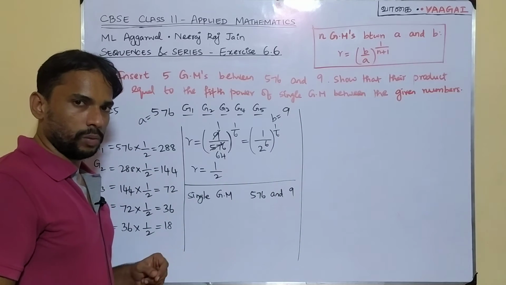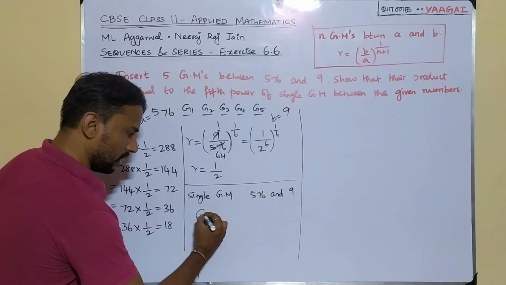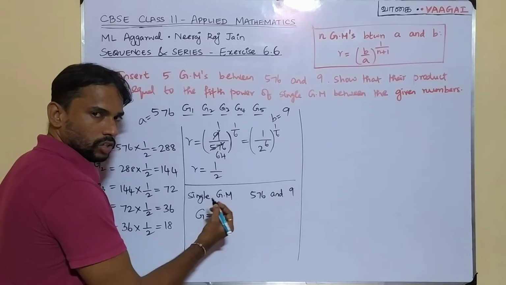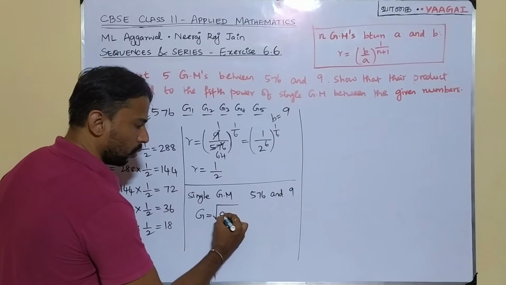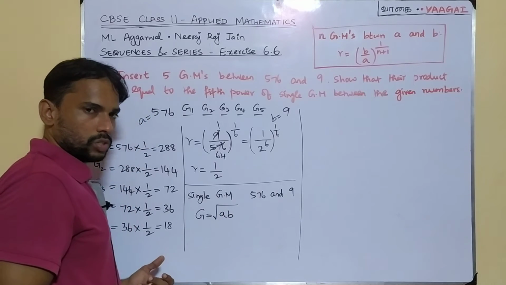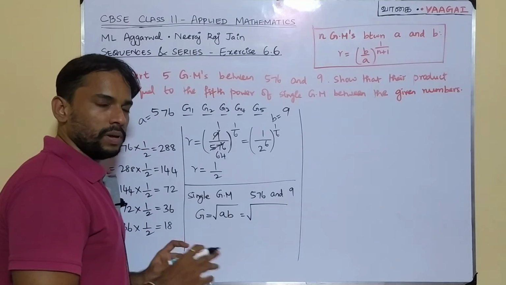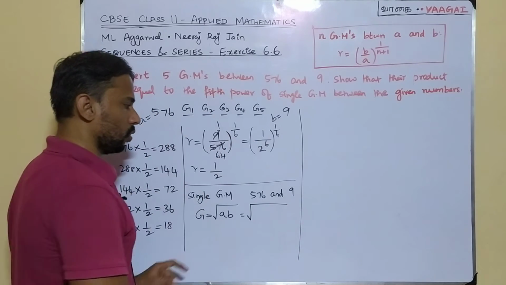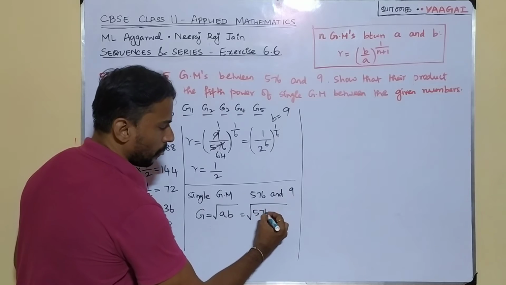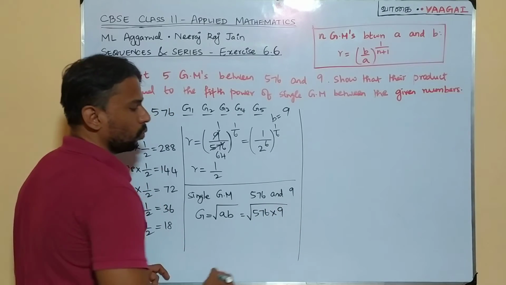How do we represent a single geometric mean? Single geometric mean we will write as G. We know the formula, it is going to be equal to root of AB. What are our A and B values? A and B are the same two extremes. A is 576 and B is going to be 9. So root of 576 into 9.